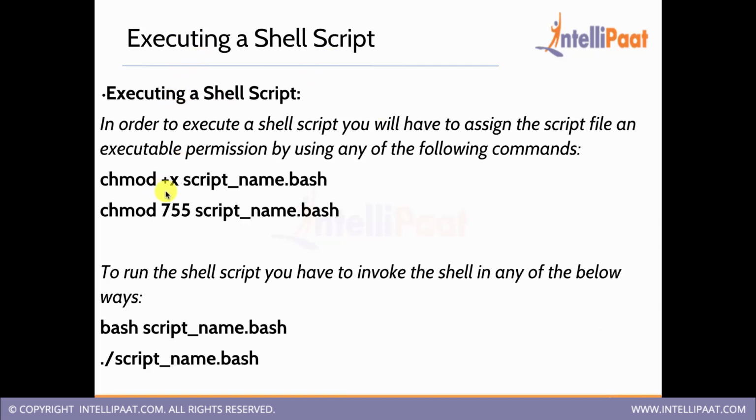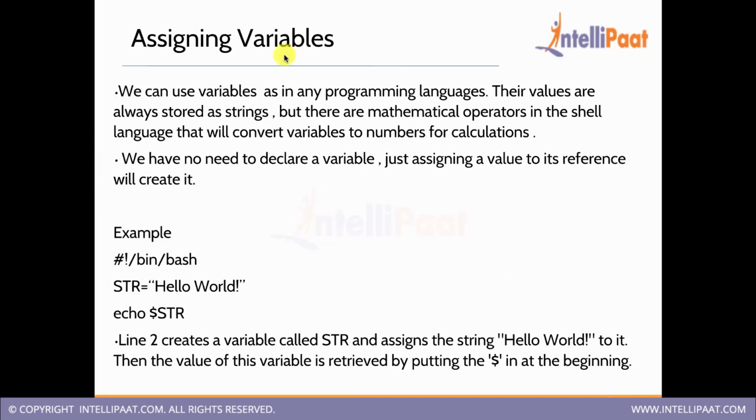Executing a script, you have to do a chmod once and the script becomes executable. You can do ls and check ls -l and check whether the executable permission has appeared or not, and then you can run the script. So next, one important aspect of shell scripting is assigning variables.